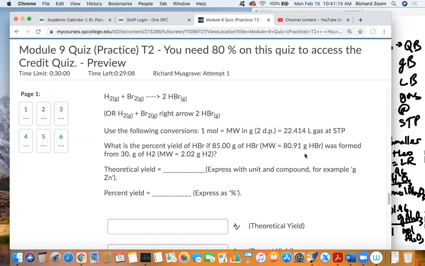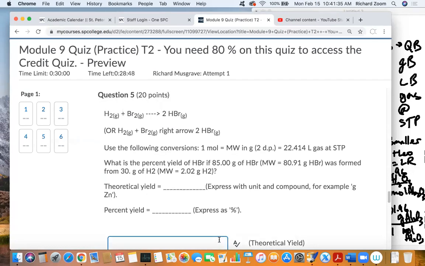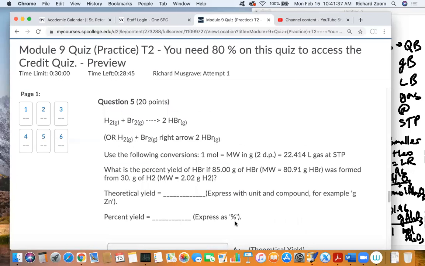For example, in this one, we're looking for the percent yield of HBr, which is the product here. So the final answer here should be in grams of HBr. So grams of HBr, the g HBr, is what you would put here for the theoretical yield unit. And the percent yield, of course, will be a percentage. That's what it says here, express as percent.